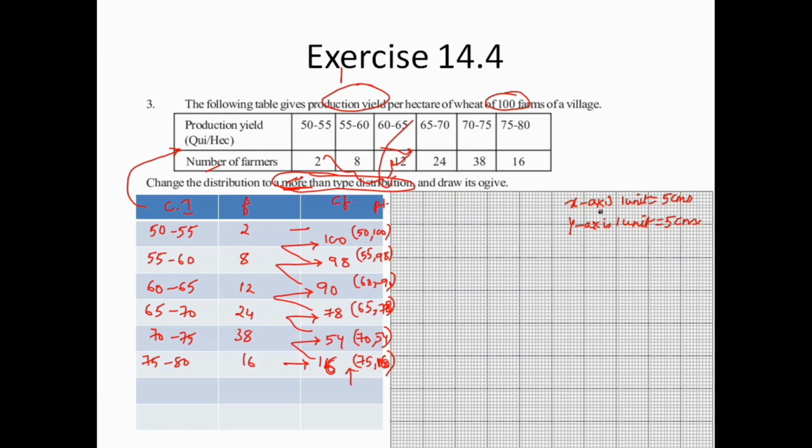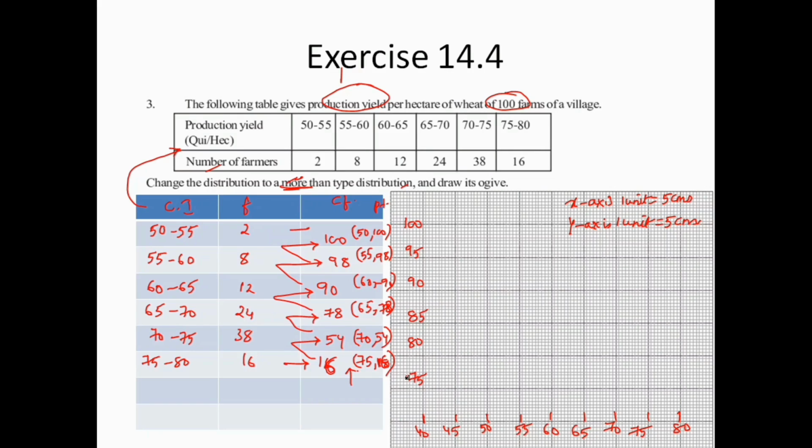Now if you're looking at the x-axis, it's around 50, 55. So let me take it around 40, 45. This is 50, this is 55. This is 60, this should be 65, this should be 70. This is 75, and again this is 80, and so on. And let me take these values over here as 95, this as 90, this as 85, this as 80, this as 75, and so forth.